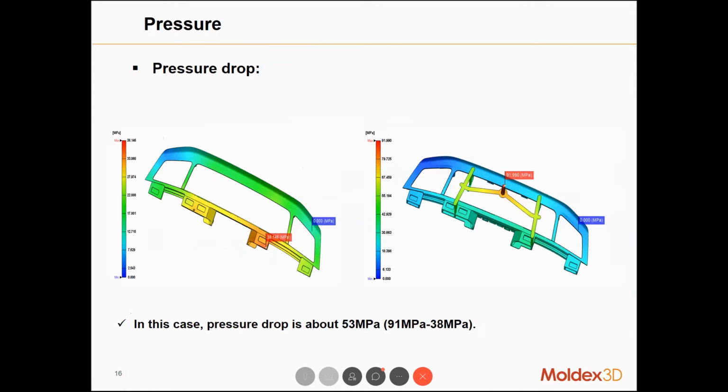So pressure drop is a quantified result to illustrate how many megapascals the runner or the part is consuming. It is also a good tip for the part designer to redesign the runner configuration in order to get more equal pressure and get better quality of the part. So in this example, we can see the runner consumes about 91 megapascals. And after you turn off the runner, the part only contributes about 38 megapascals. So the pressure drop in this case is about 53 megapascals.